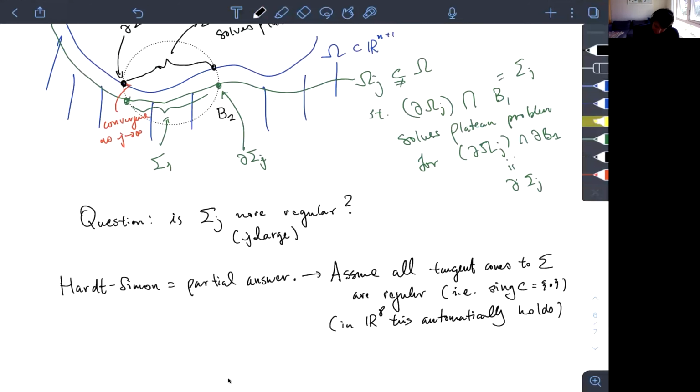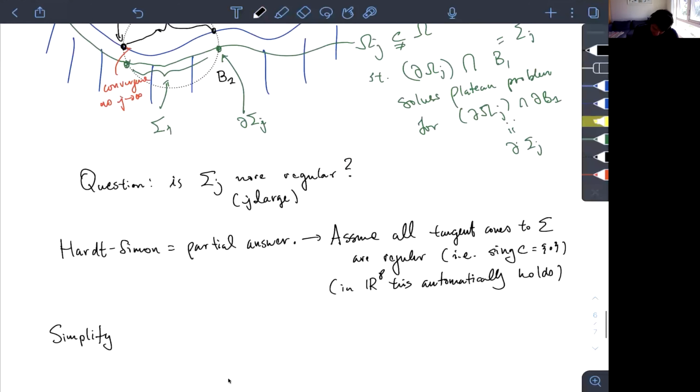Okay, so let's simplify the picture, but these simplifications are really not serious. You could either get away with doing something slightly different, or you could reduce to this case. So what I want to do is I want to assume sigma. So remember, sigma is the central minimal surface that we want to perturb to become smoother.